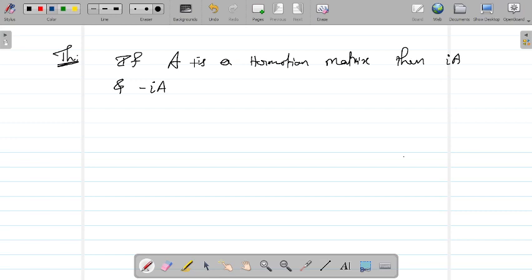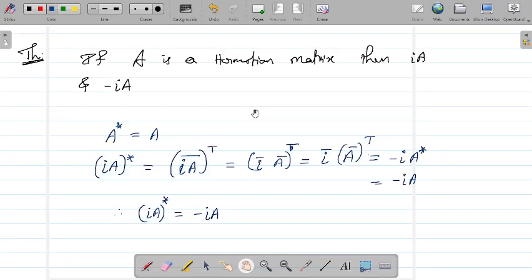So what is the conclusion? If A is Hermitian, what can you say about i times A? Can you say it is Hermitian or skew Hermitian? Skew Hermitian. Yes, it is a skew Hermitian matrix, because I got the negative of the same thing when I took the conjugate transpose. Therefore, you can conclude that iA is skew Hermitian.